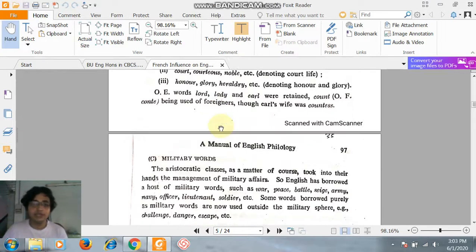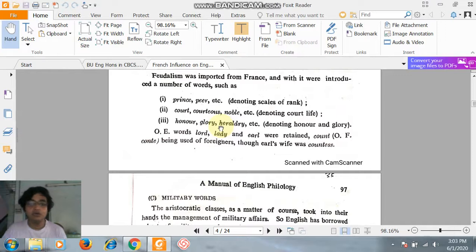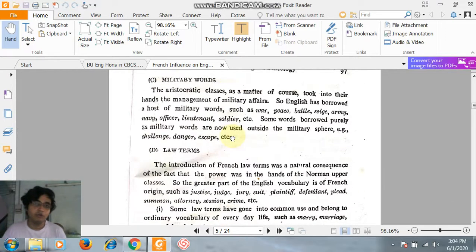Old English words like lord, lady, earl were retained, and the word count is being used for foreigners, though the earl's wife was countess. So the words count, countess, honor, glory, heraldry, court, courtiers, noble, prince, peer, various words relating to feudalism have been borrowed from the French language.